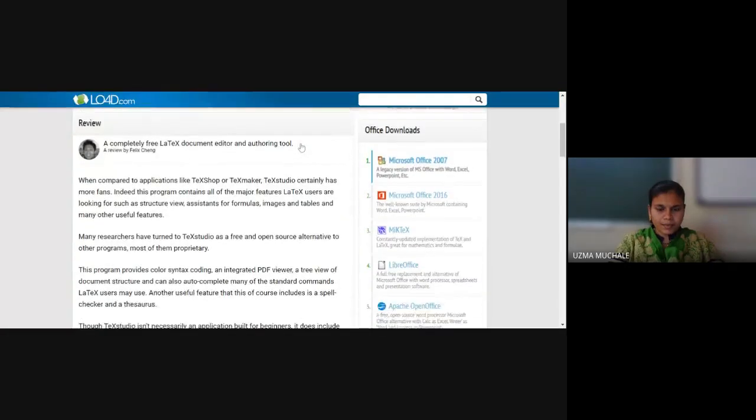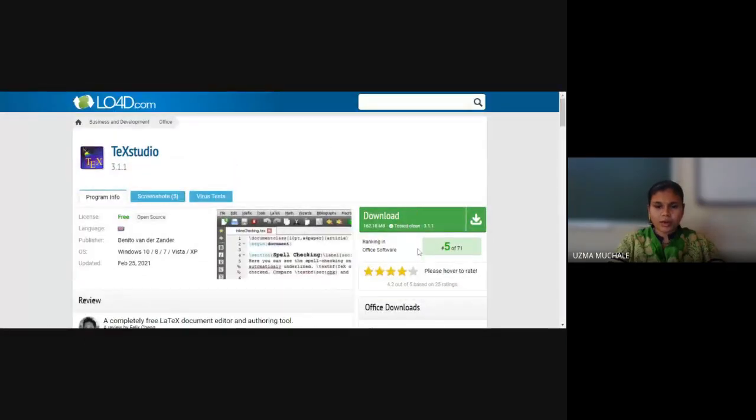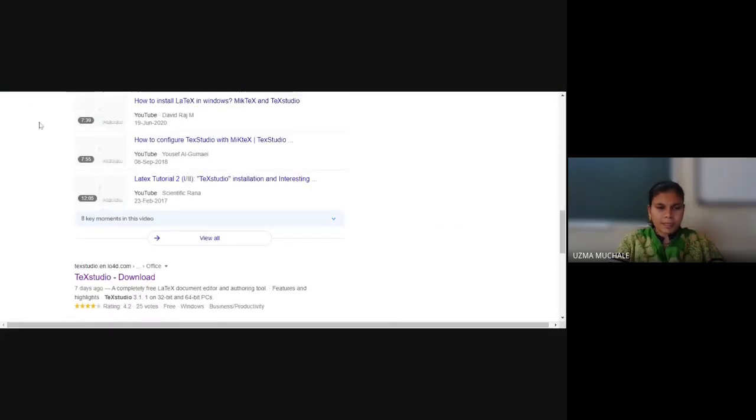So here the option is there to download TeXstudio. After downloading, you will have this somewhere in the C drive. You have to save it in saved data and you have to run it. In a very similar way, you can download basic MiKTeX.